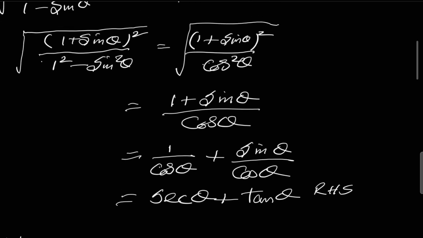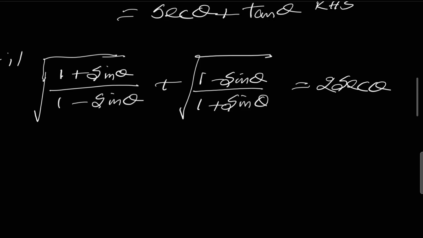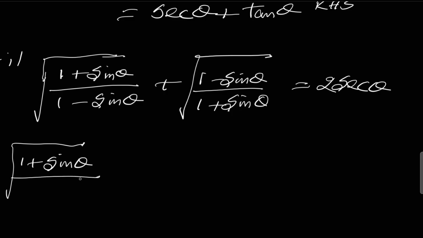In the first sum we have done the single term, root of 1 plus sin theta by 1 minus sin theta. We are going to add this with root of 1 minus sin theta by 1 plus sin theta. Just they are changing: the numerator you have plus, denominator minus; here numerator minus, denominator plus. You can say this is conjugate also. You take only the first term, 1 plus sin theta by 1 minus sin theta.